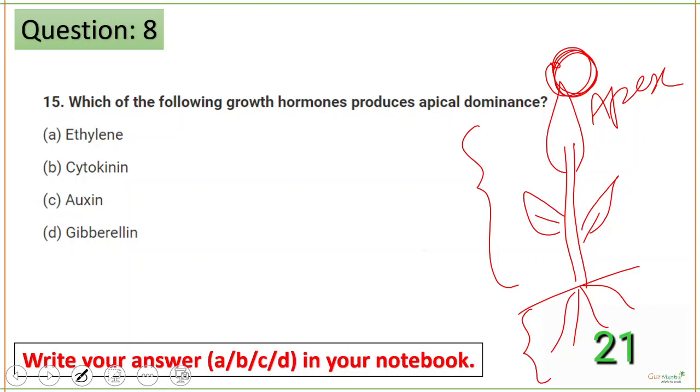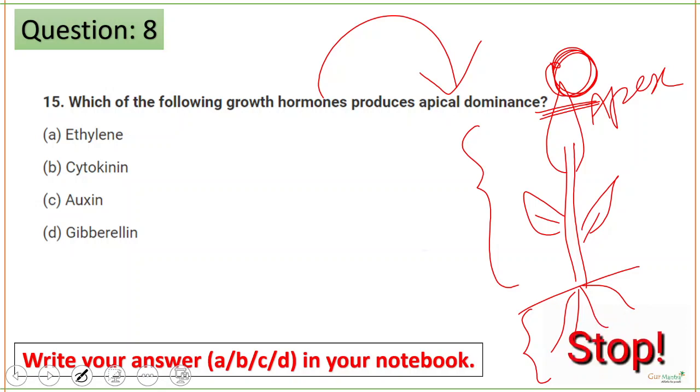Which hormone will be helping you in the production of apical dominance? That is what happens here. So think about the hormone which is necessary for shoot formation. I'm actually telling you the ways in which you can break the questions into small parts and figure out the answer. So the answer for this question is auxin.